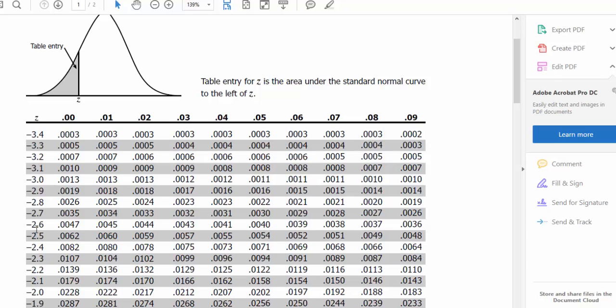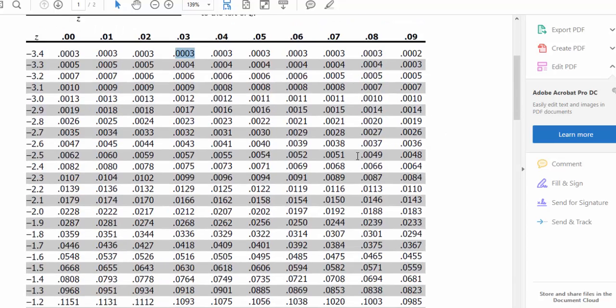Going down the left-hand side, you have your z-scores to 1 decimal place, so z 3.4. Say you needed 3.43, for example. You would go down to 3.4, and then go across these columns until you get to this 3. So this probability represents 3.43. It's got the tenths here, and then it gives you the hundredths decimal up top.